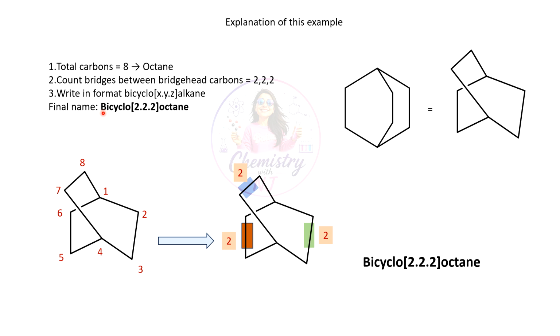Next, count the carbons present in each bridge between the bridgehead carbons. For this bridge, 2 carbons. For this bridge also 2 carbons. And for this bridge also 2 carbons. So the bridge notation becomes 2,2,2. Now write the name in the format bicyclo[X.Y.Z]alkane. Therefore the final IUPAC name is bicyclo[2.2.2]octane. Always remember that in bicyclo compounds the bridge numbers are written from largest to smallest.